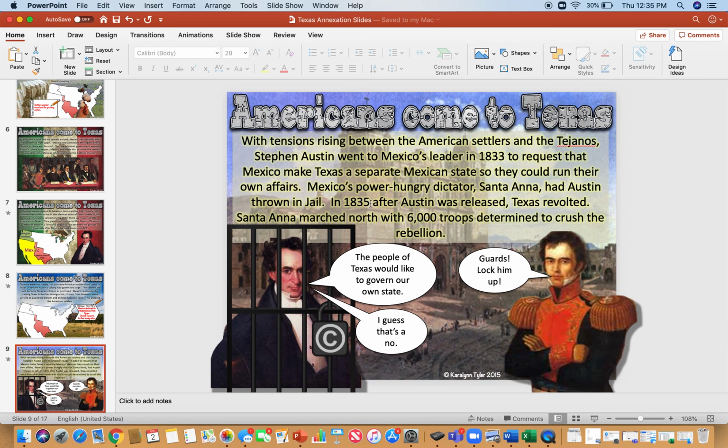In 1835, after Austin was released from jail, Texas revolted. They fought back. Santa Anna marched north with 6,000 troops determined to crush the rebellion. So as we can see, this is Stephen Austin. He's locked up here. He simply said, "We would like to govern our state of Texas." And he says, "Guards, lock him up." Right?